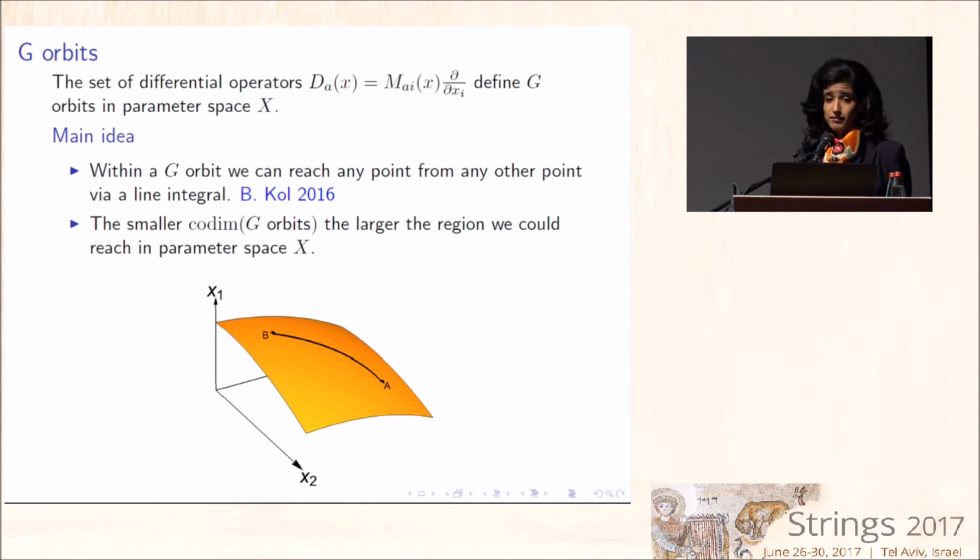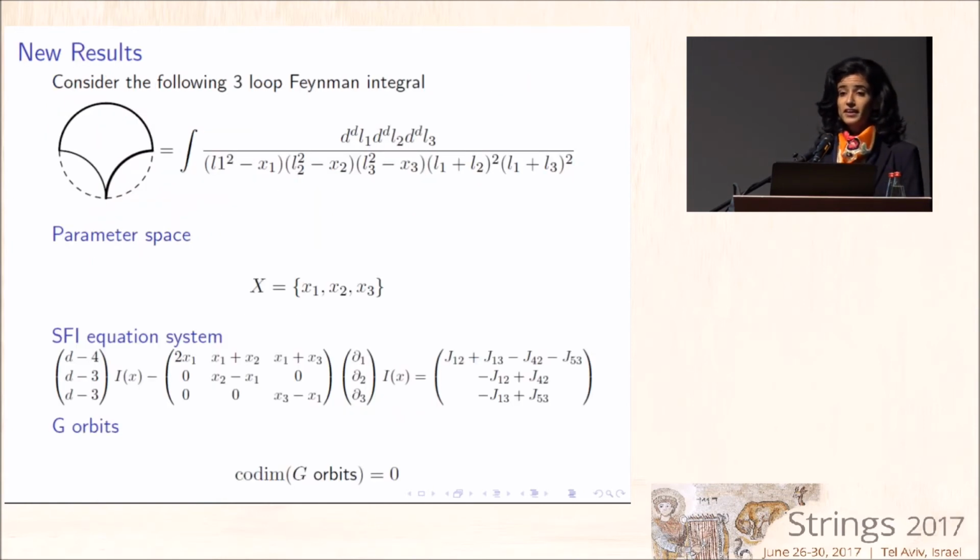And the main idea of this method is that within a G orbit, we could reach any point from any other point through a line integral, and the smaller the codimension of the G orbits, the larger the region we could reach in parameter space. In the next 2 minutes, let me tell you about 2 results to illustrate the ideas I told you about.